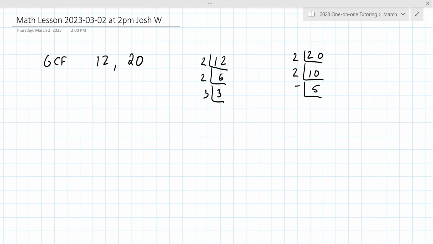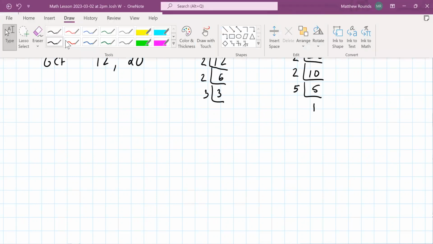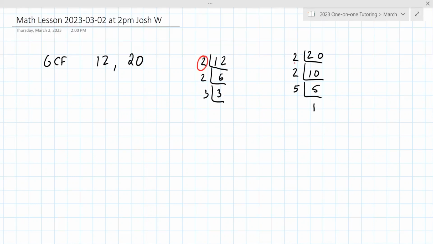Okay. Now, what you're looking for is what is the same in both. Do you see how there's a 2 in both? And there's yet another 2 in both? So the greatest common factor is 4. 4 is the largest number that goes into both.